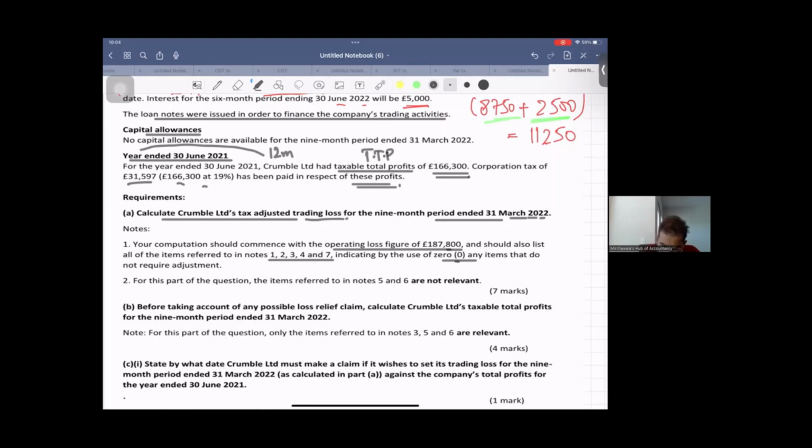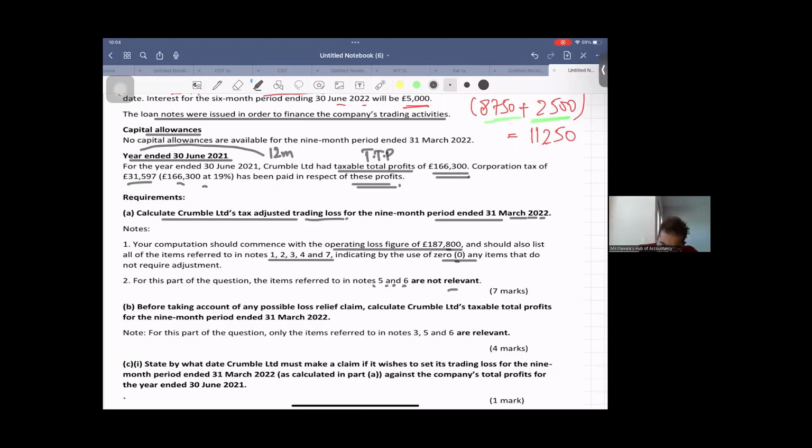Okay. For this part of the question, you are not required to refer to notes 5 and 6. Property income and gains are irrelevant because they have already been accounted for after operating loss. They have accounted for gains and property income separately in this question. So don't worry about it.